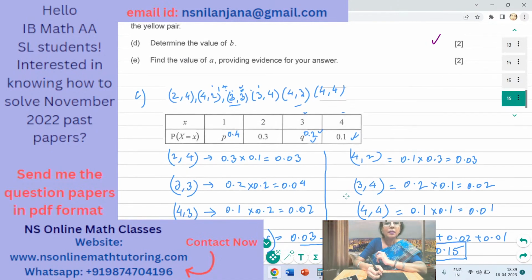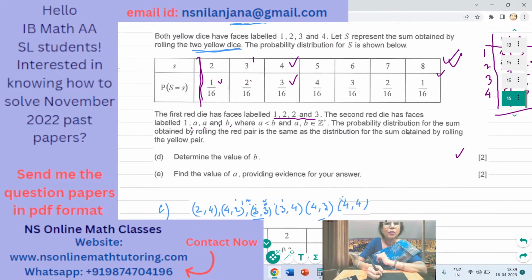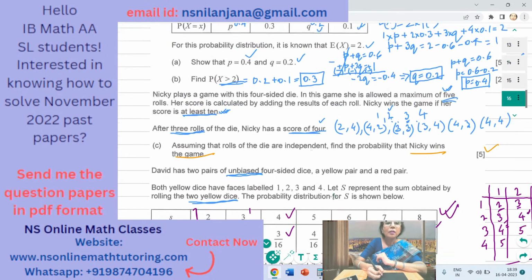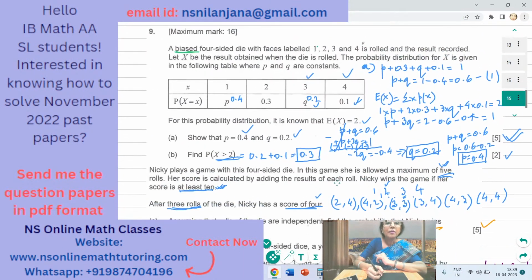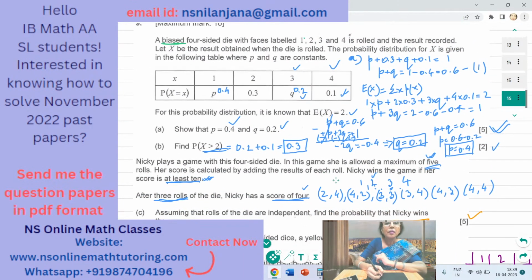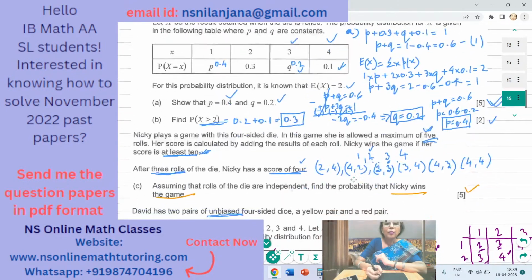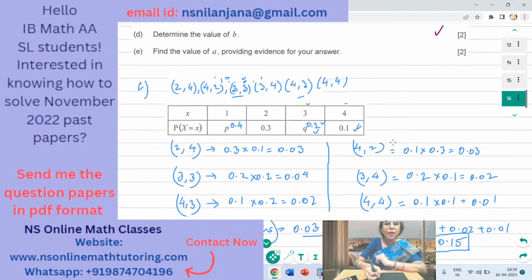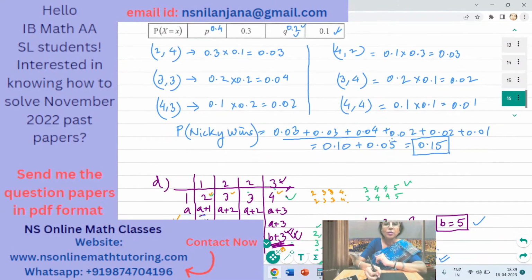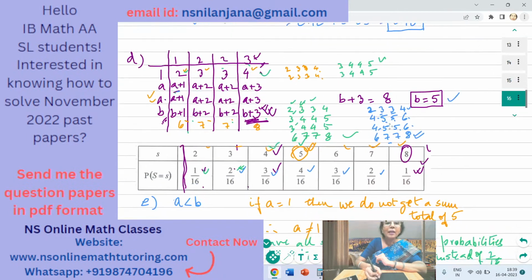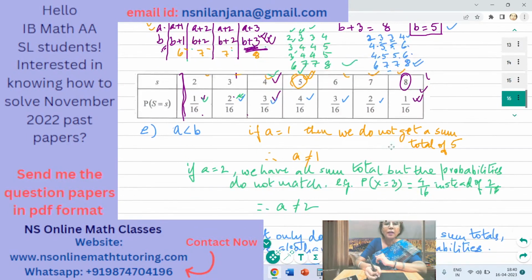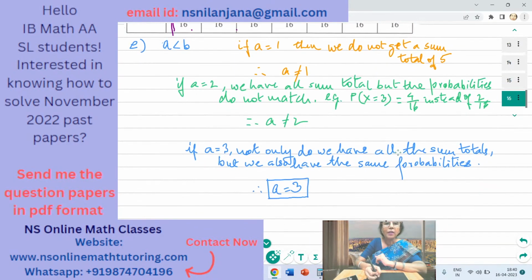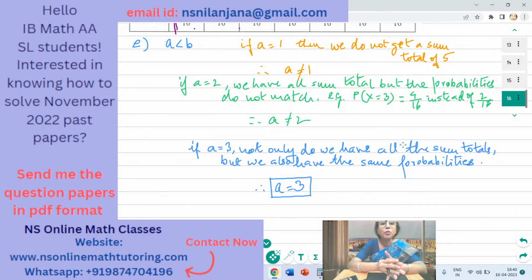This ends this question, question number 9, probably. Yeah. So we have completed this May 2022 paper 1 time zone 2 question paper entirely, and coming weekend we'll be solving paper 2 time zone 2 of May 22, of course, IB Math AA SL.